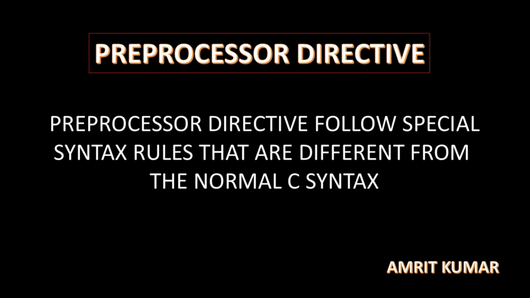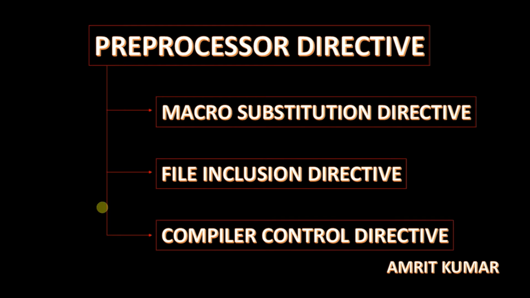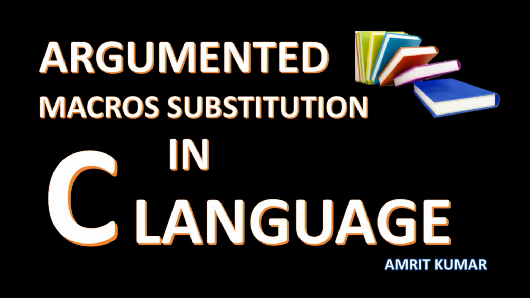The preprocessor directive follows special syntax rules that are different from the normal C syntax. We have studied that the preprocessor directive has been further classified into the macro substitution directive, file inclusion directive, and compiler control directive. We will learn about the macro substitution directive, and in it we will learn about the argumented substitution directive. So let's move forward for the argumented macro substitution in C language.